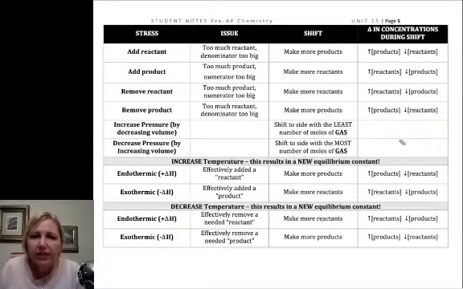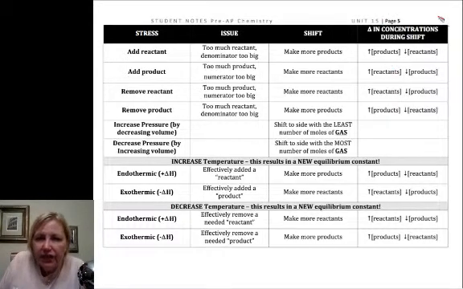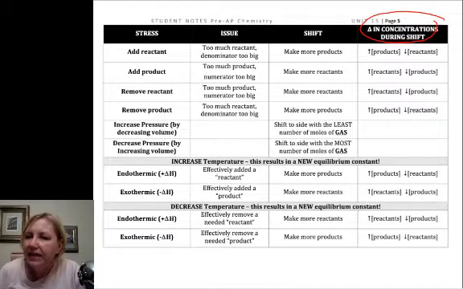In your notes, here is a summary chart, but I think these are best figured out than memorized. So I'm going to leave this for your reference. But here's the deal. This is what we're after. The answer to your question is always going to be what has to happen in order to relieve the stress and get back to equilibrium.